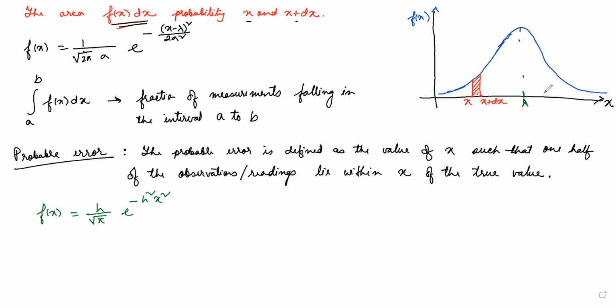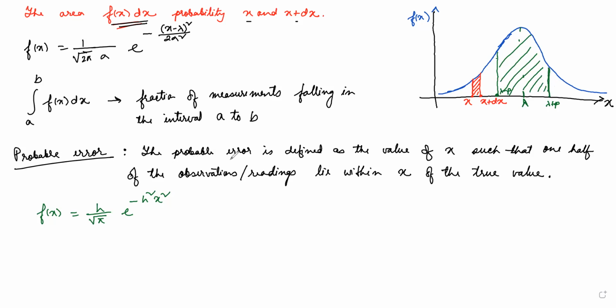So what do we have here? If I move a distance p from the true value towards the right, this will be lambda plus p. And if I move p towards the left, then this point will be lambda minus p. So lambda plus p, lambda minus p. Then it simply means that the area of this curve between lambda minus p and lambda plus p is half now. So this is the definition of probable error.